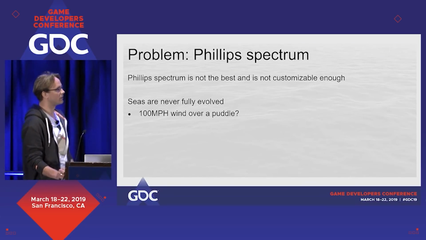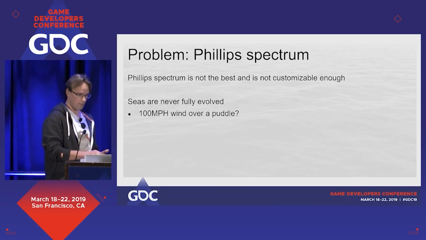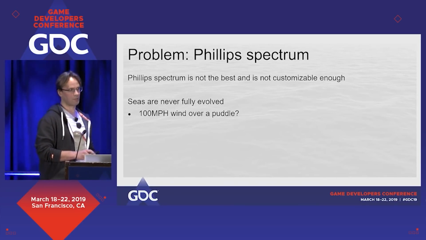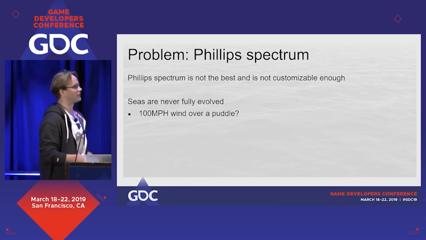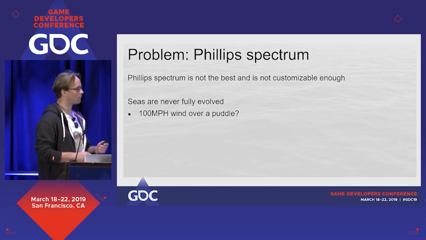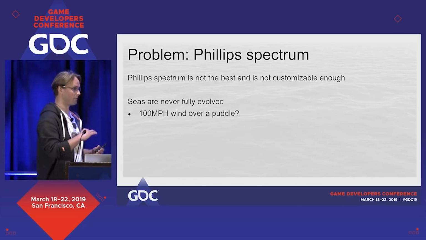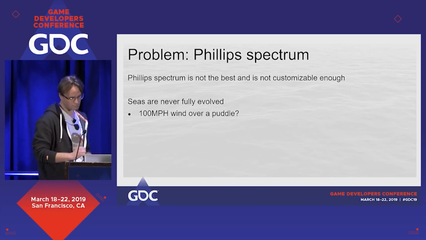Another thing that we didn't like about the vanilla Tessendorf's approach was the Phillips spectrum. It is the spectrum that defines or describes the sea state for the fully evolved sea, which means the wind was blowing over the ocean surface for infinite amount of time, so that the waves fully evolved.